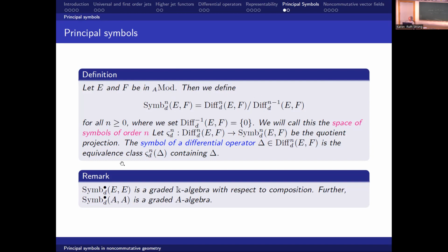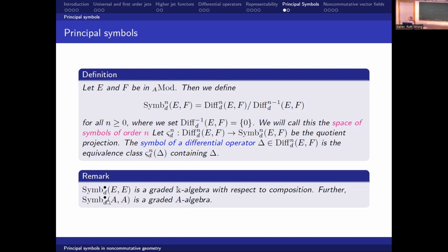Then if E equals F, we get a graded K algebra, Sym(E,E), with respect to composition. And how do you compose symbols? Well, you lift them to differential operators, compose the differential operators, and take the symbol of that differential operator. And this is the composition of the original symbols. And you can say more about Sym A, namely it's a graded A algebra.